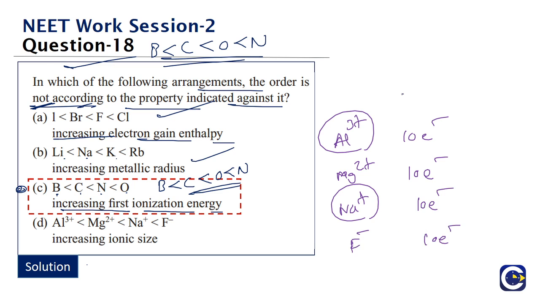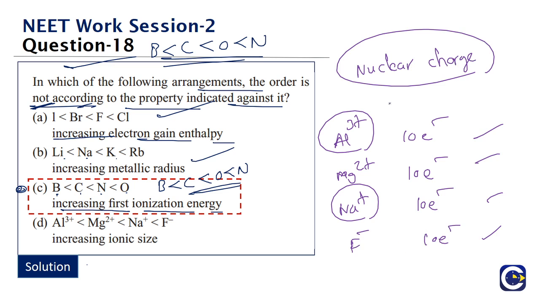In isoelectronic species, we have the nucleus inside the atom, and surrounding the nucleus we have electrons. The number of electrons is the same everywhere. The difference will come in terms of the nuclear charge. Wherever the nuclear charge is more, the electrons, including the outermost shell electrons, will be pulled more strongly by the nucleus. As a result, the radius will decrease. The nuclear charge is the number of protons present in the nucleus.